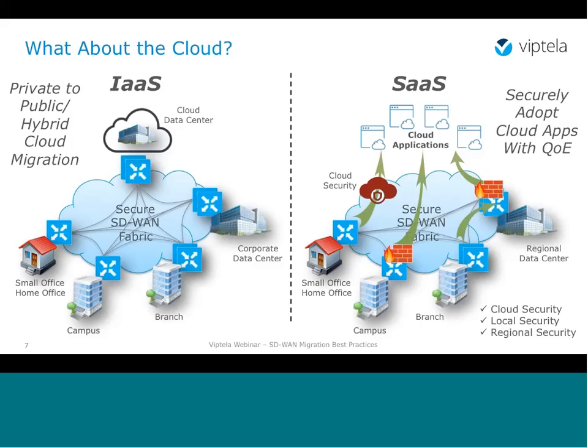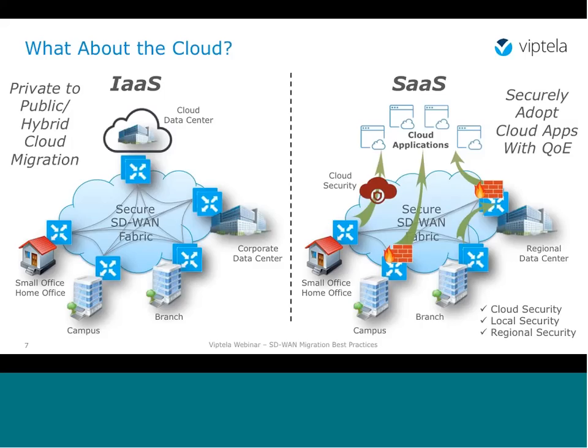So the choice of the regional data center is tightly integrated with the quality of service that you want to observe. So it's not just connectivity, but connectivity with quality of service. And that traffic is steered from those branch locations into the regional data centers where it's subjected to the security inspection, and from those regional data centers it's allowed to proceed into the cloud applications.